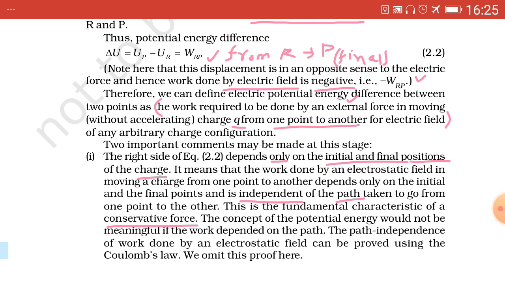Now, two important points from this discussion. The first one is that the work done by the external force, that is the RHS of equation 2.2, depends only on the initial and final positions of the charge, that is small q, and is independent of the path. This is the fundamental characteristic property of a conservative force.